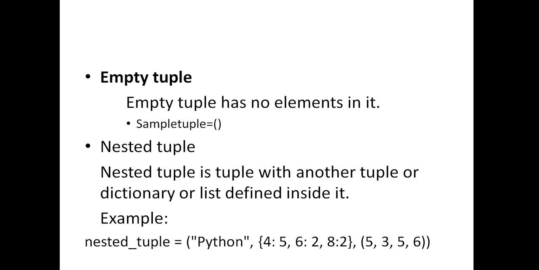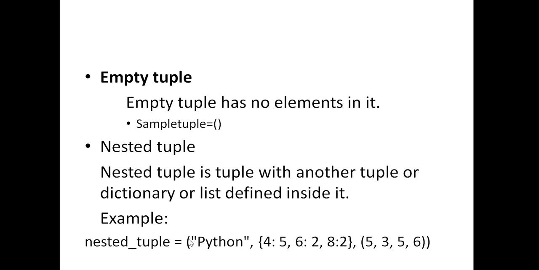It can also hold values of other data types, and there can be a list inside a tuple, there can be another tuple substituted inside a tuple, there can be a dictionary substituted inside a tuple, right? So that type of tuple we call a nested tuple. A nested tuple is a tuple with another tuple or dictionary or list defined inside the tuple. For example, there is an example given here.